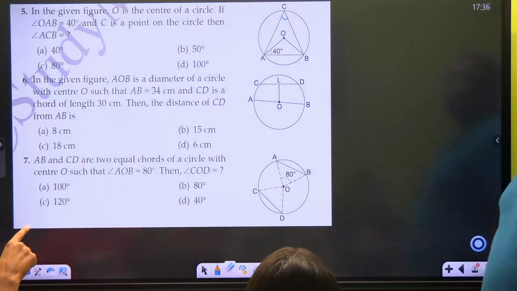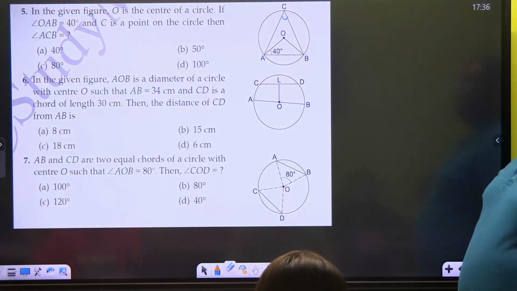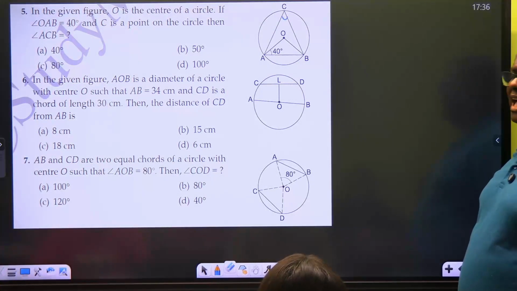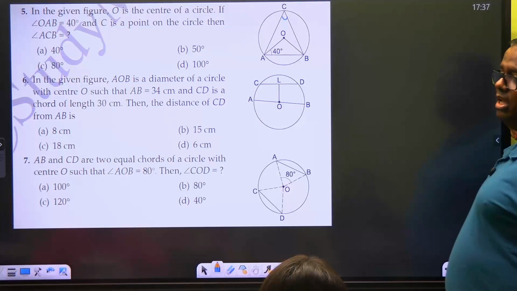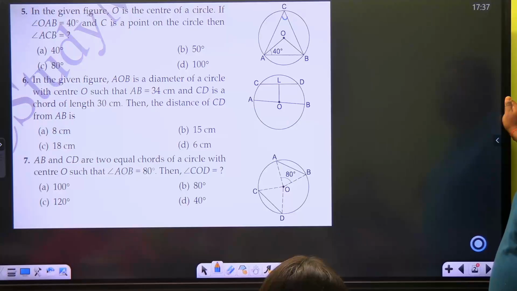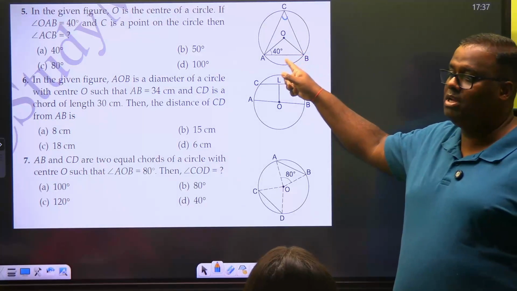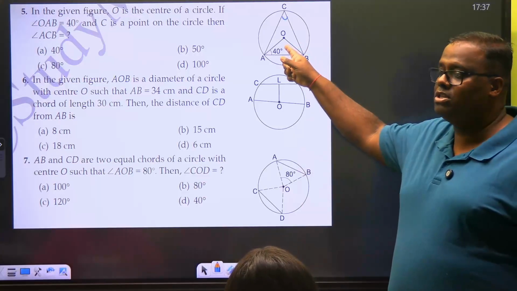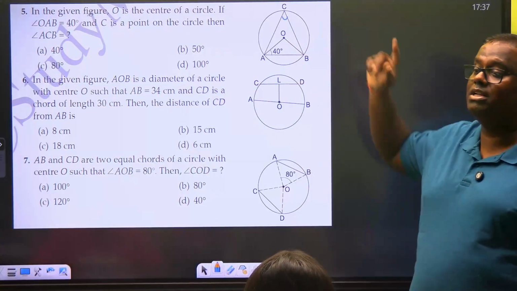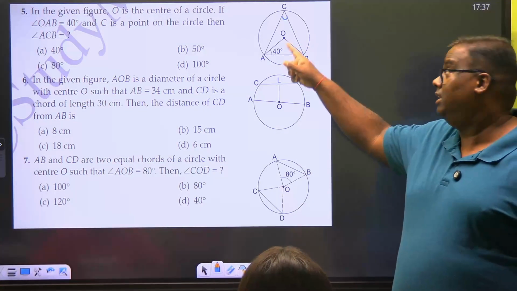Then quickly, AOB is going to be 80 and ACB is going to be half of it. No. What did you say? AOB would be 80. Why AOB will be 80? Because it is the sum of the other angles. Huh? No. That triangle is isosceles. Sir, this is 40, this is 40. They make it 80. But sir, then this cannot be 80. Then it is 180 minus 80, 100 degree. And then this is 50 degree.